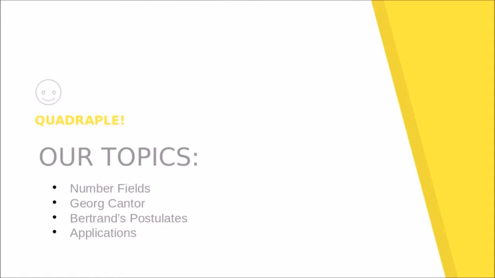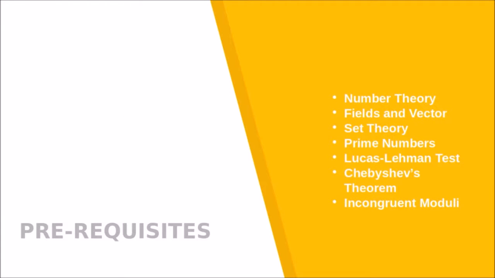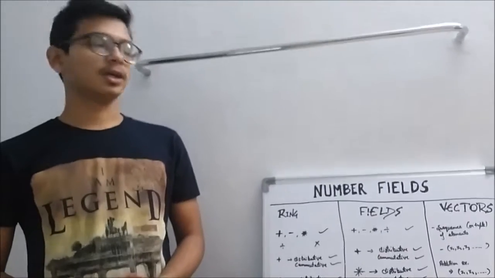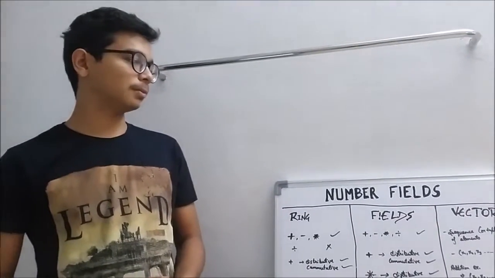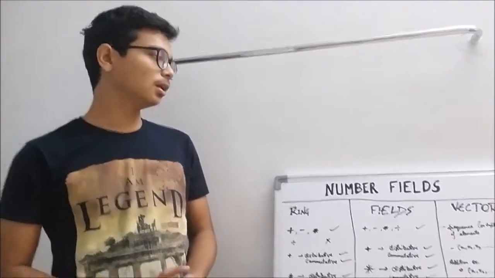The topics we are covering in this project are number fields, the biography of Georg Cantor, and Bertrand's postulate and its applications. The prerequisites for understanding our project are number theory, fields and vectors, set theory, prime numbers, the Lucas-Lehmer test, Chebyshev's theorem, and incongruent moduli.